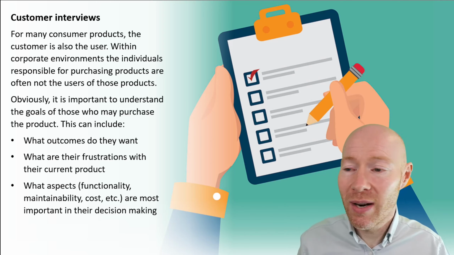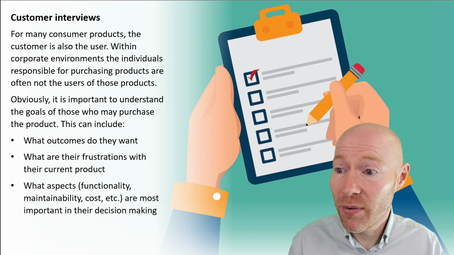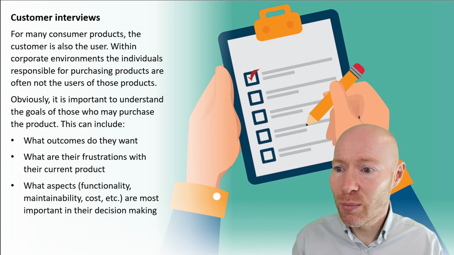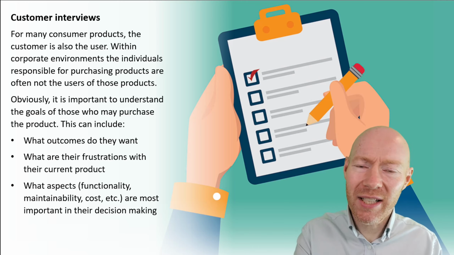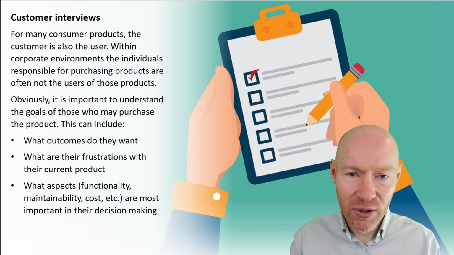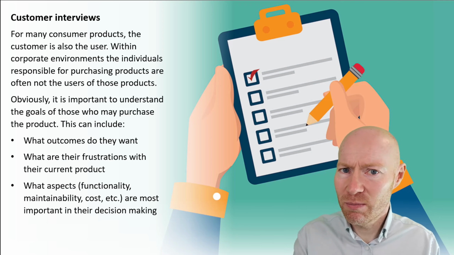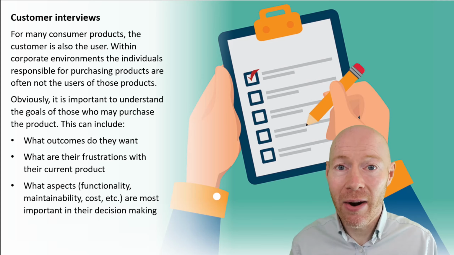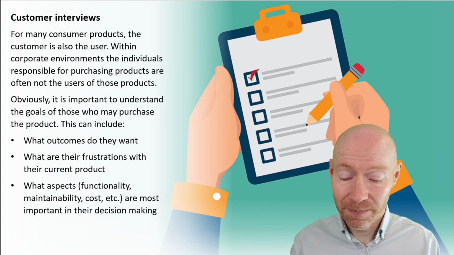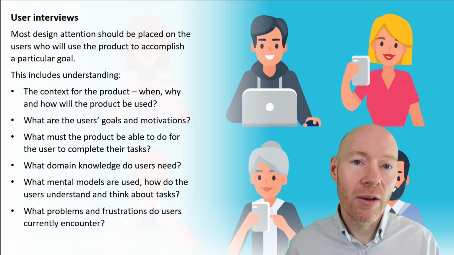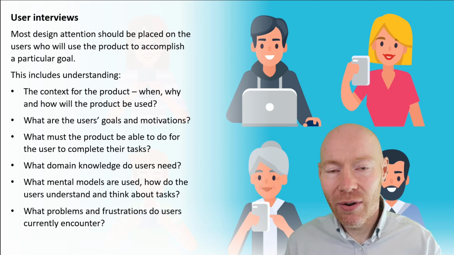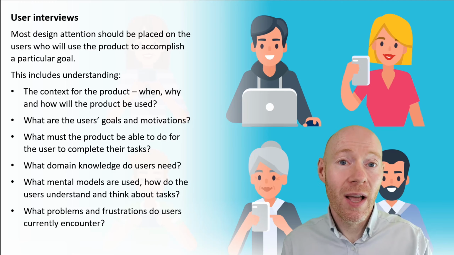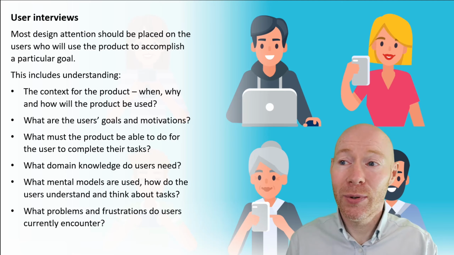So types of questions we can ask of them are, well, what outcomes do they want from their point of view? What do they see as the current frustrations with the existing product? And what aspects, whether it is functionality, maintainability, cost, value for money, are the important elements that feature in their decision-making process? Now, all of that's useful. It helps give us an understanding of the wider context, of the goals and hopes of other types of non-user.